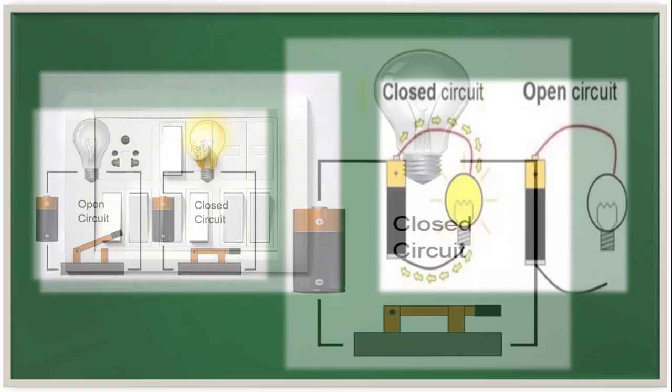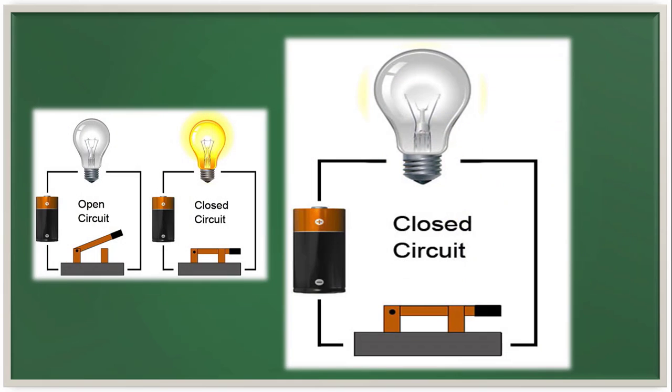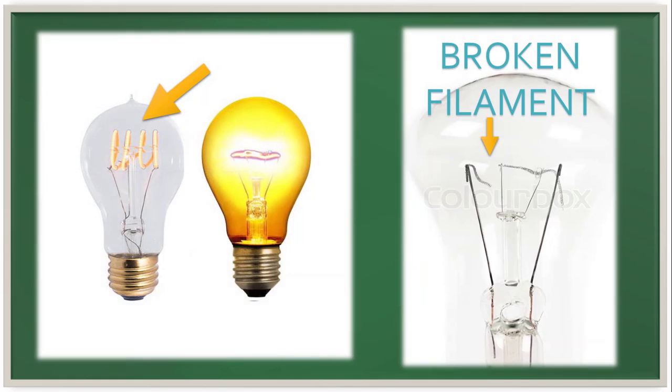Sometimes the bulb does not light up even when the switch is in the on position. It means when the circuit is closed. This can happen only if the bulb gets fused. In an electric bulb, there is a thin wire called filament, which becomes white hot and glows when electric current passes through it. When the bulb gets fused, then this filament breaks.